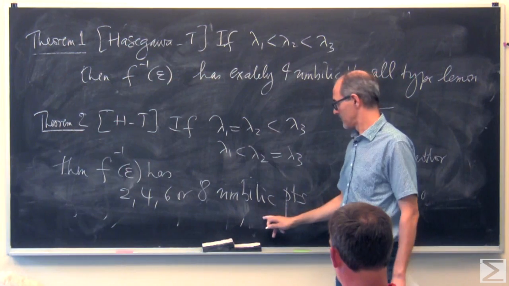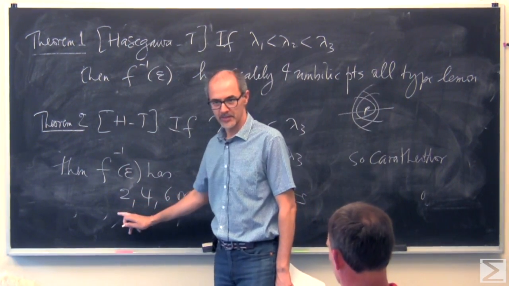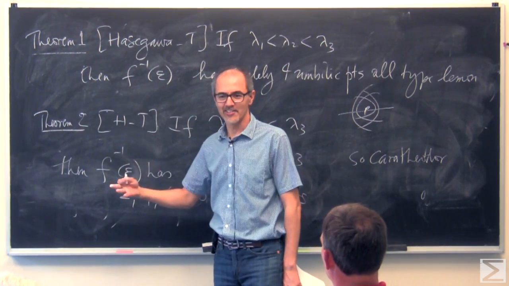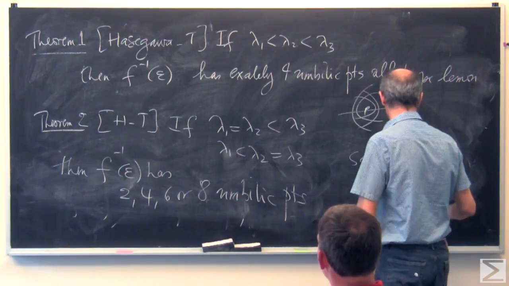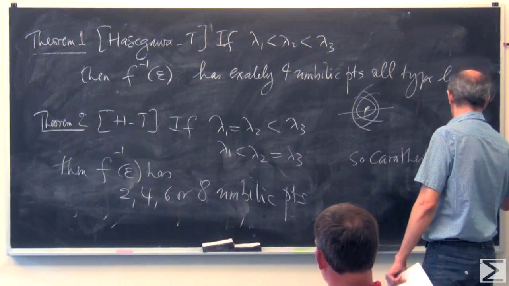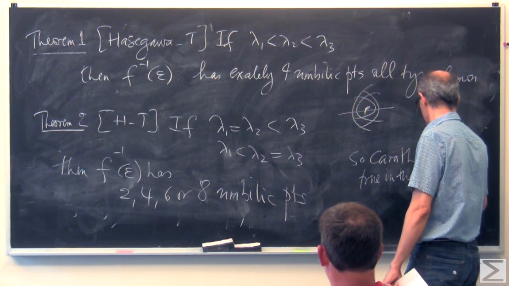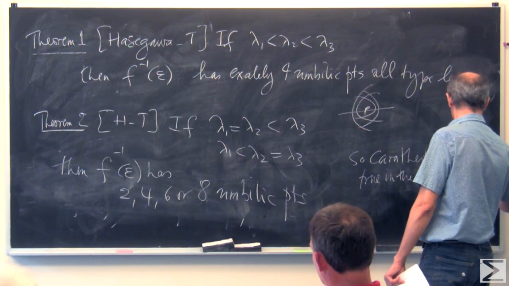Here, I don't know. I think when there are two, they are not. There are two because for a lemon the index is 1 over 4, so you need four of them to make the Euler characteristic. But so it's true in the case of theorem one, theorem two.